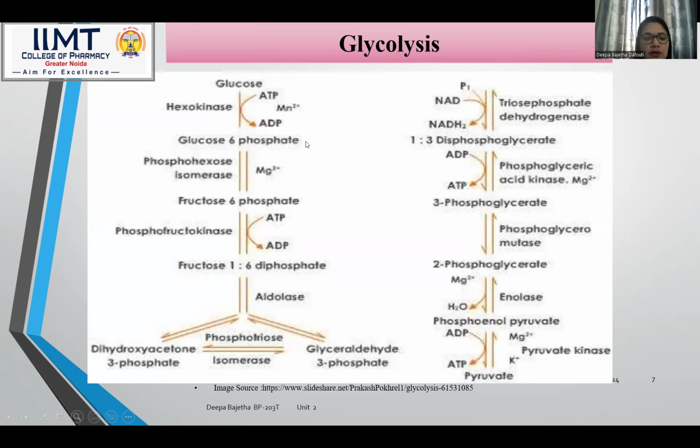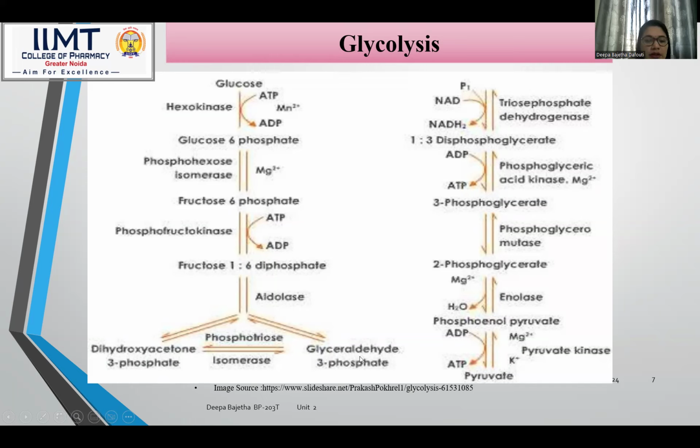Then glucose 6-phosphate is further converted into fructose 6-phosphate with the help of enzyme phosphohexose isomerase, and fructose 6-phosphate is further converted into fructose 1,6-diphosphate, and 1 ATP is utilized in this step with the help of enzyme phosphofructokinase. Then fructose 1,6-diphosphate or bisphosphate, with the help of enzyme aldolase, is converted into 2 compounds: dihydroxyacetone 3-phosphate and glyceraldehyde 3-phosphate.